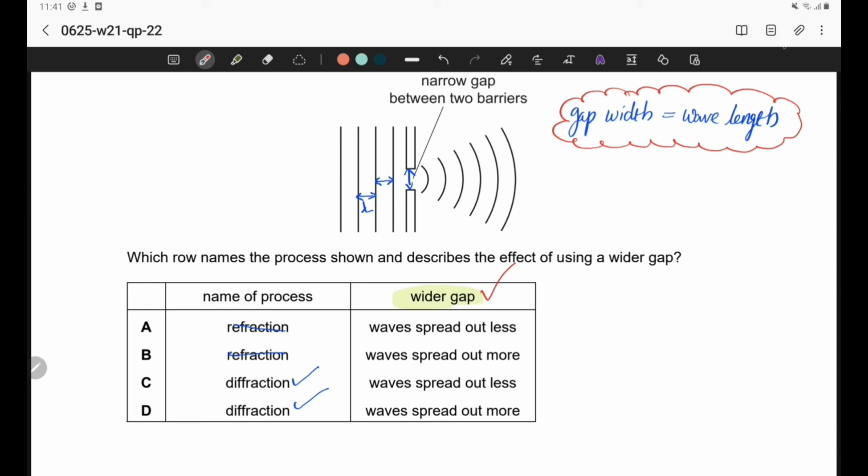It will reduce. So the waves spread out less, or less diffraction will happen. Therefore the correct answer is option C.